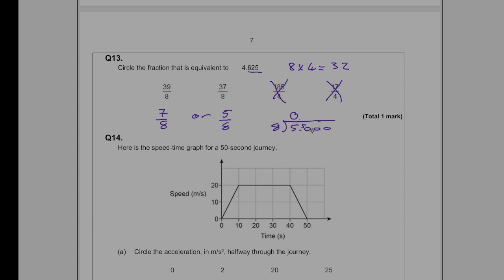And then 8s go fully into 50, 6 times with 2 left over. 8s go fully into 2 with 4 left over. Goes in fully 5. So we're looking at that 37 over 8.